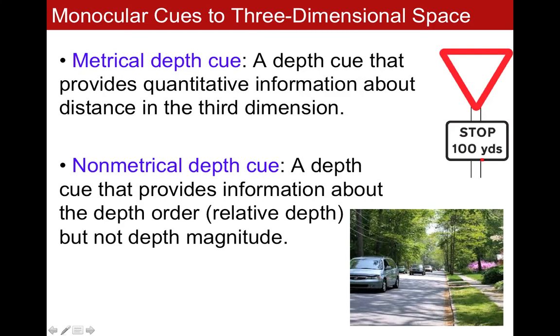So like 100 yards away, there's a yield sign. Right? I don't know why it says stop. Non-metrical depth cues still provide information about depth order, but not the size. So it's not giving you quantitative information. It tells you which object is in front or behind other objects, but you don't necessarily know how far away the object is from you in a number sense.